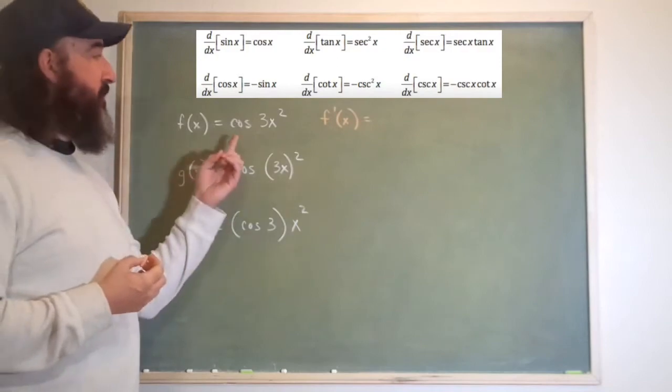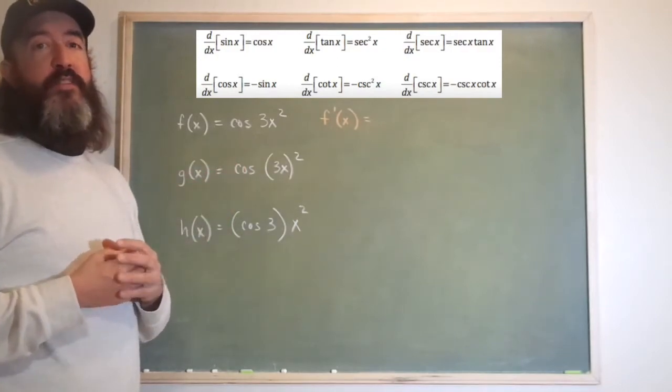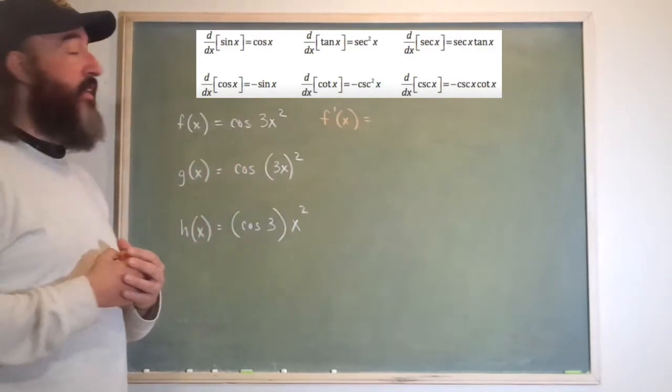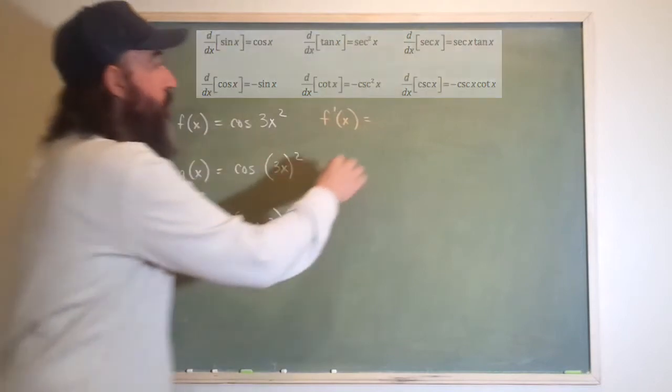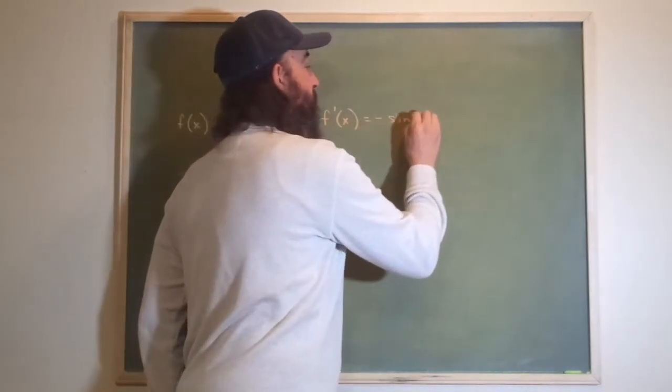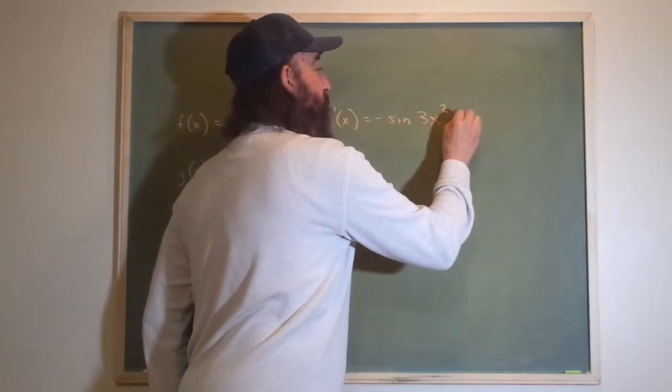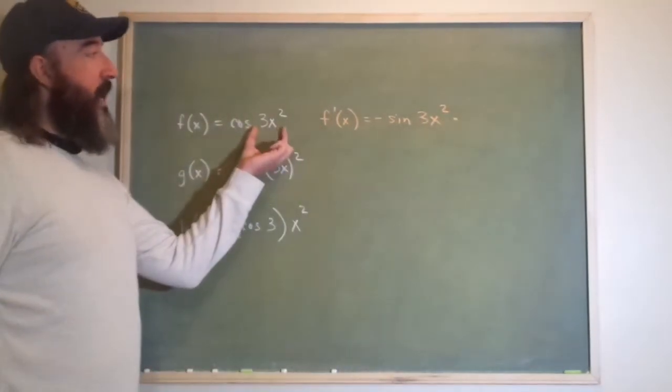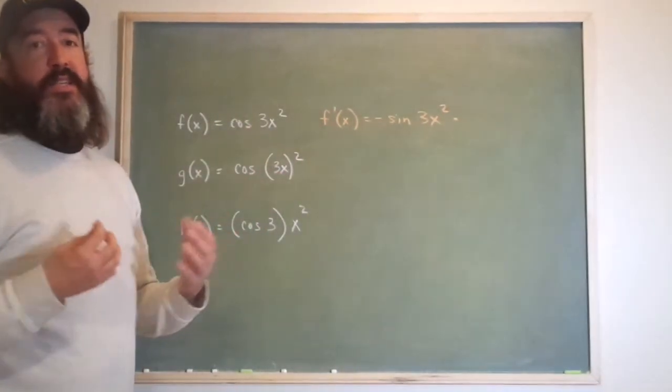Let's first get the derivative of f of x. I know the derivative of cosine is negative sine, so the derivative of cosine 3x squared is negative sine 3x squared, but then I have to multiply by the derivative of this piece, and the derivative of 3x squared is 6x.